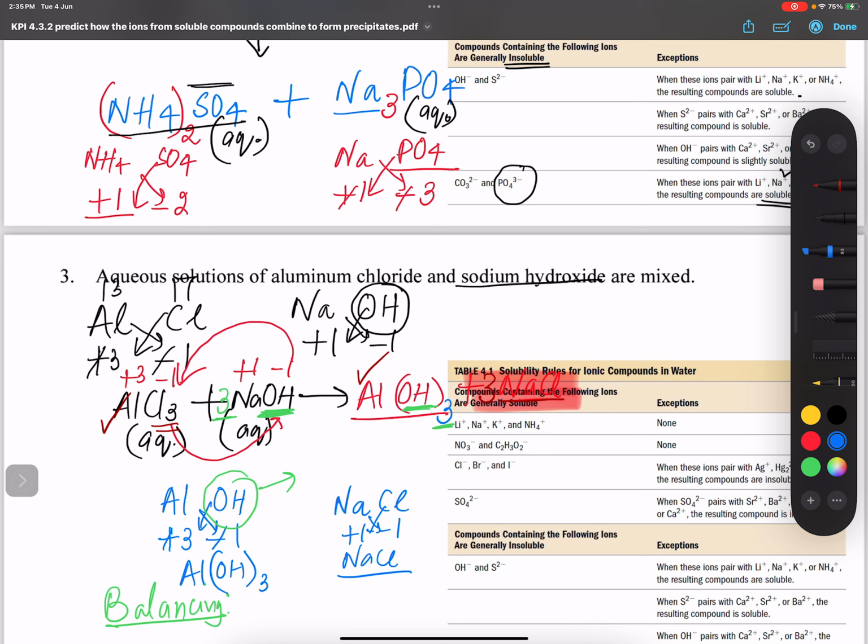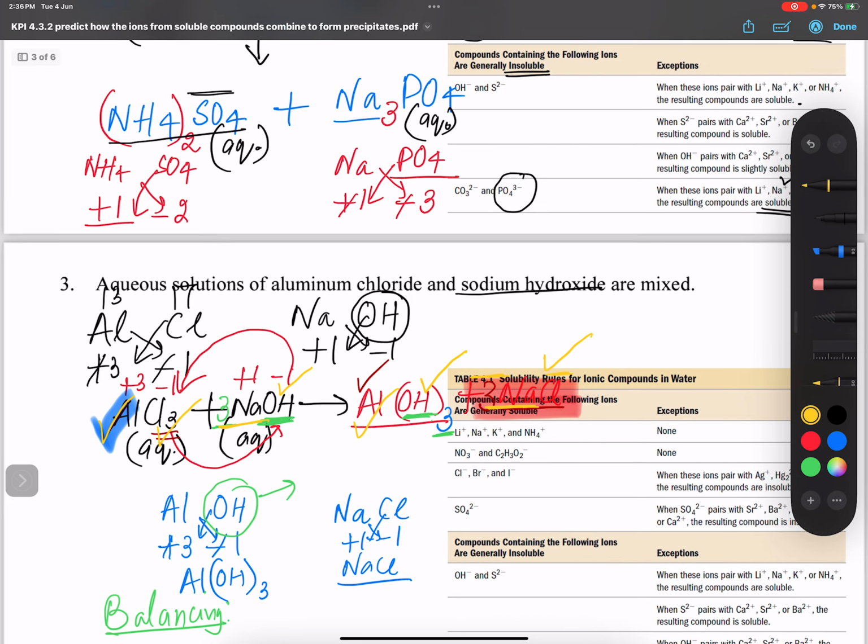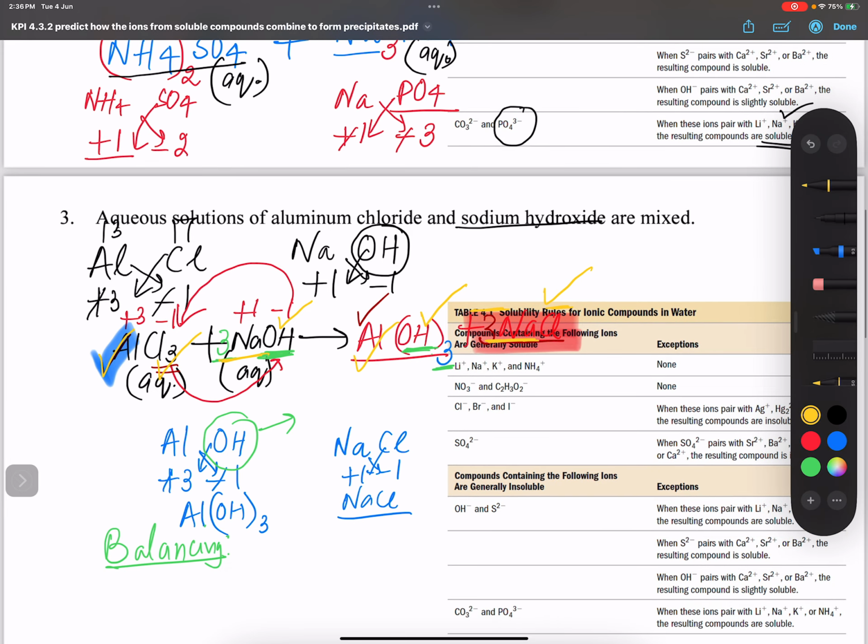Okay, now let's check. Al 1. Let me change the color. Al is 1, Al is 1. Cl 3, you can see the 3 Cls. 3 Na, 3 Na, 3 OH, 3 OH. So now you have to identify the states, the physical states.